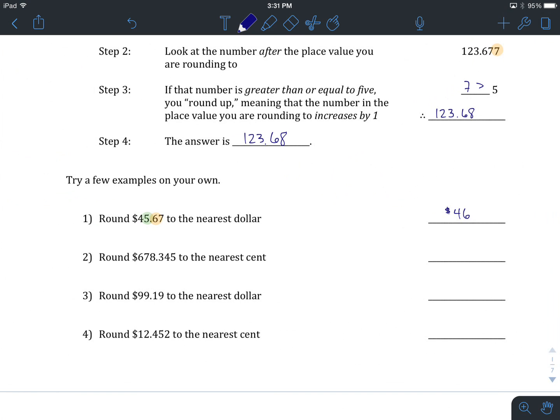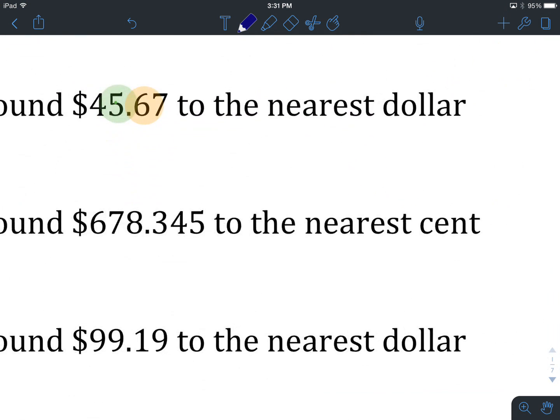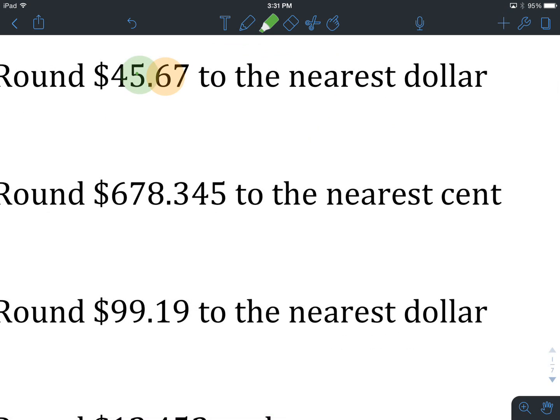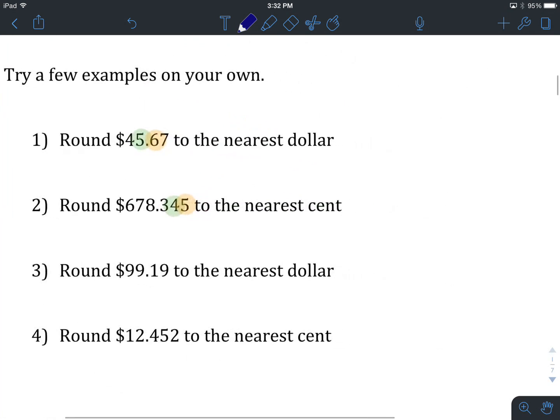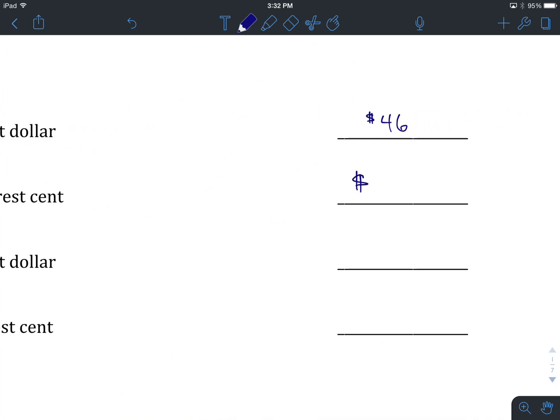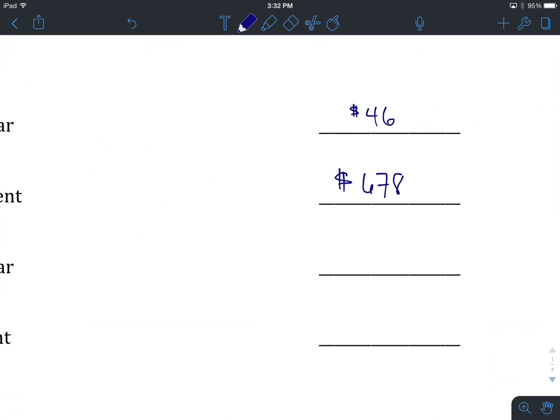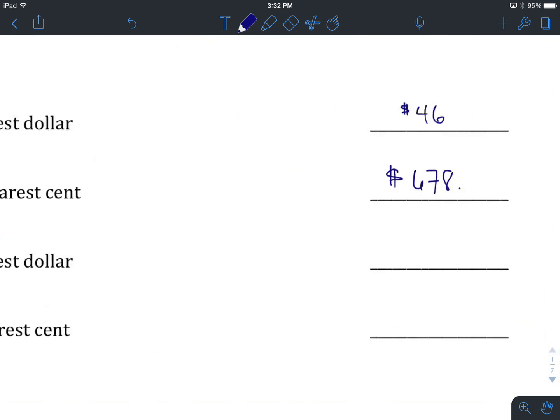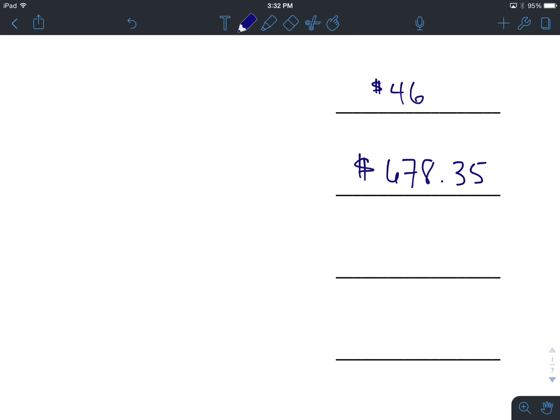Okay, so you've given this one a try. Let's go through the procedure one more time. $678.345 rounded to the nearest cent. So we find the place value we're rounding to. That's going to be cents. That's 2 decimal places. That's going to be a 4. We look to the number that comes after the place value that we're being asked to round to. This time it's a 5. 5, 6, 7, 8, or 9 will cause us to round up, which means the digit that we are rounding to will go up by 1. So 678.345 will become 678.35. The 4 goes up by 1.